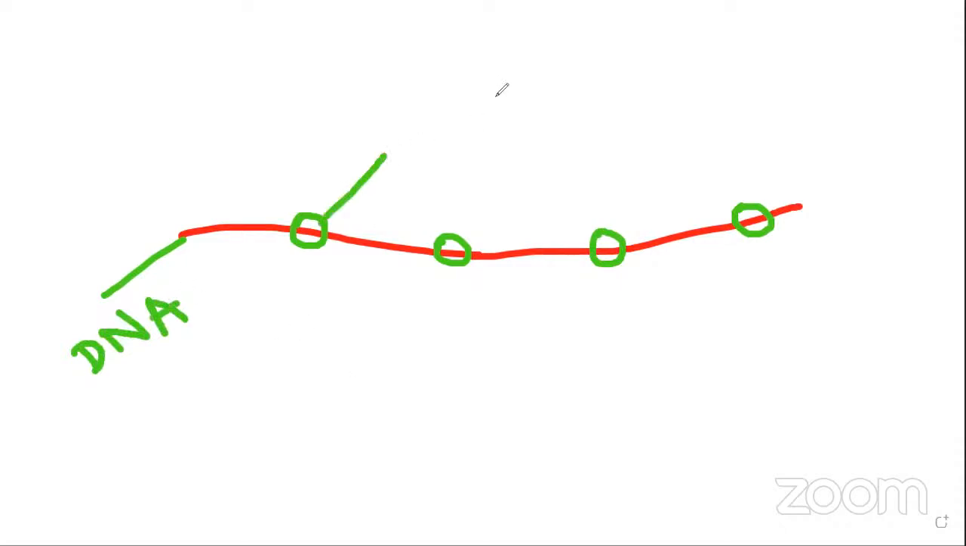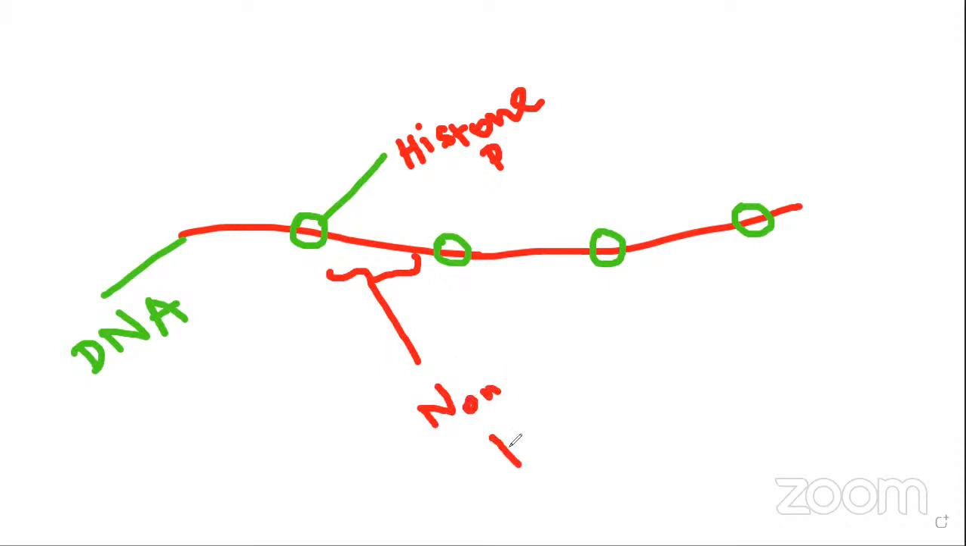What about this one? This is named an octamer, the histone protein molecules. In between there is a space, and this is called the non-histone protein. This is the structure, but we already saw it.